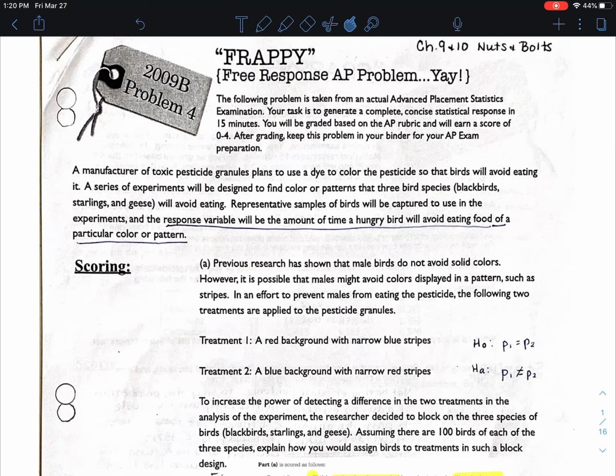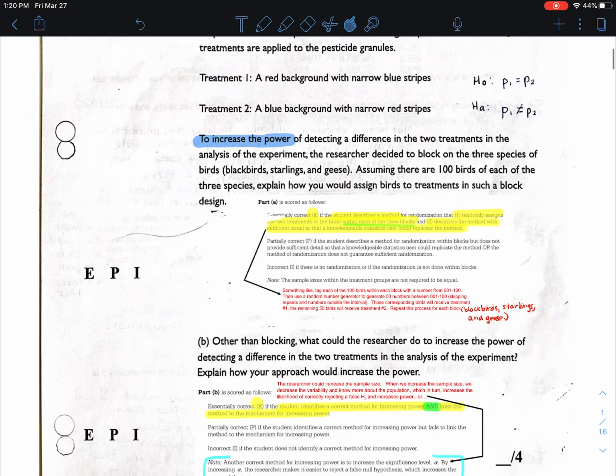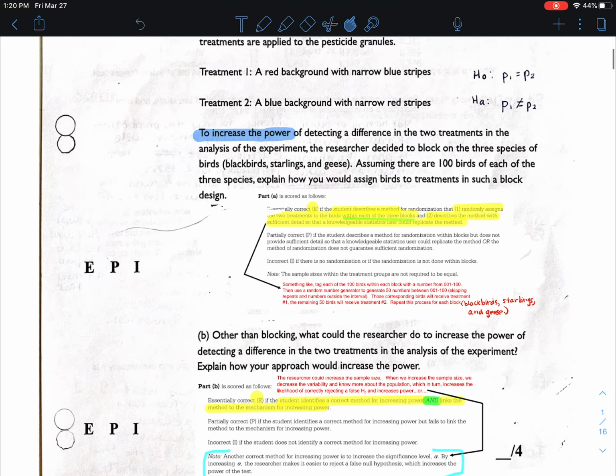Okay, to increase the power of detecting a difference in the 2 treatments in the analysis of the experiment, the researcher decided to block on the 3 species of birds, blackbird, starling, and geese. Assuming that there are 100 birds of each of the 3 species, explain how you would assign birds to treatments in such a block design. Okay, the key here is we are trying to increase power. This is something we learned about in chapter 9. So here's what the rubric had to say about that.